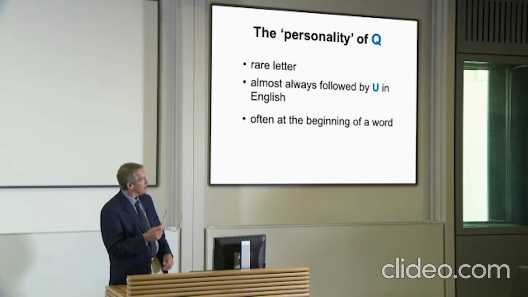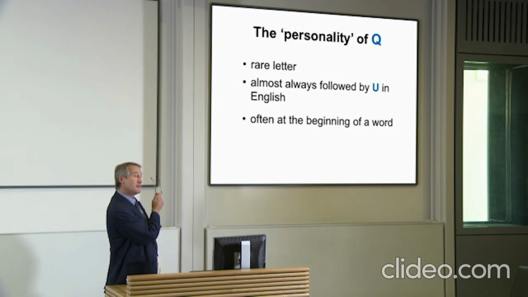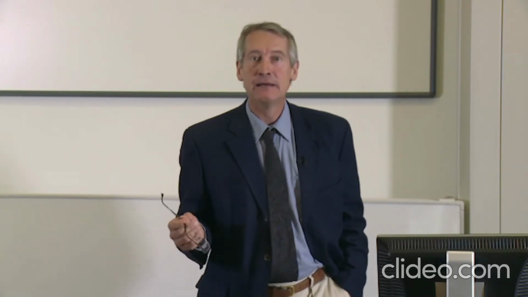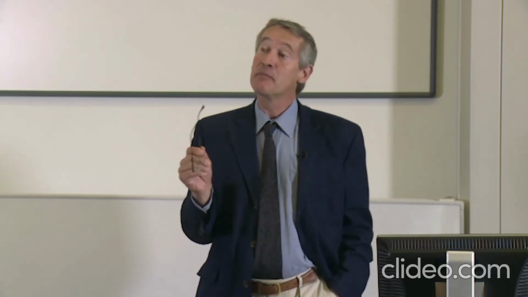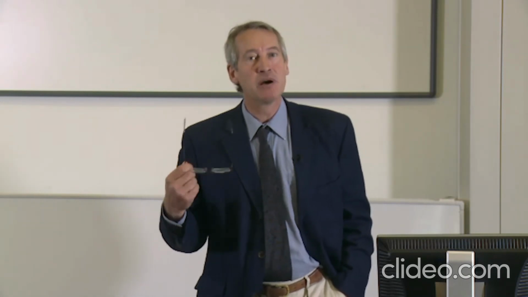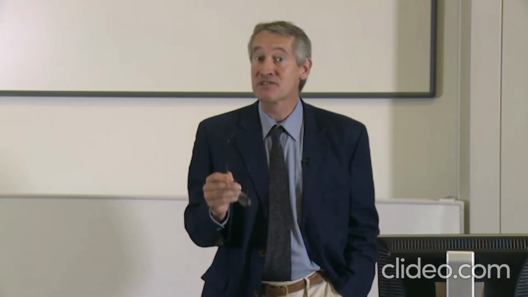Each letter also has a different personality. The letter Q, for example. It's a comparatively rare letter. It's almost always followed by a U, well, in English anyway, and it's often placed at the beginning of a word. So to break the code, you simply have to match the personality of each character in the ciphertext to the same personality in the regular alphabet.